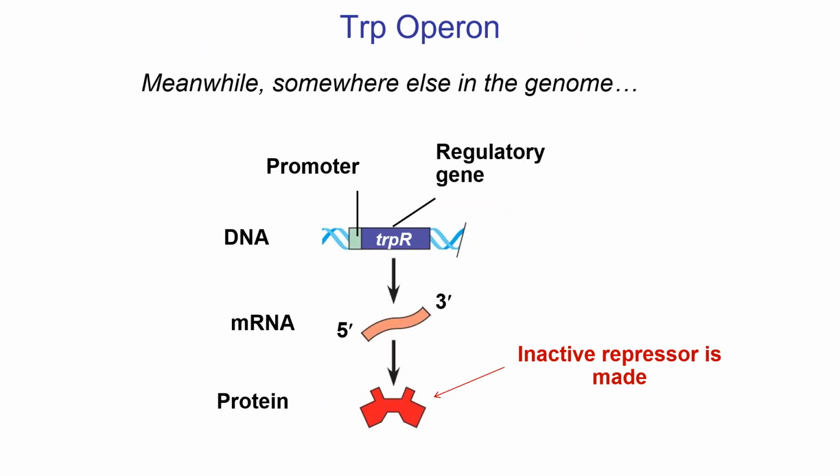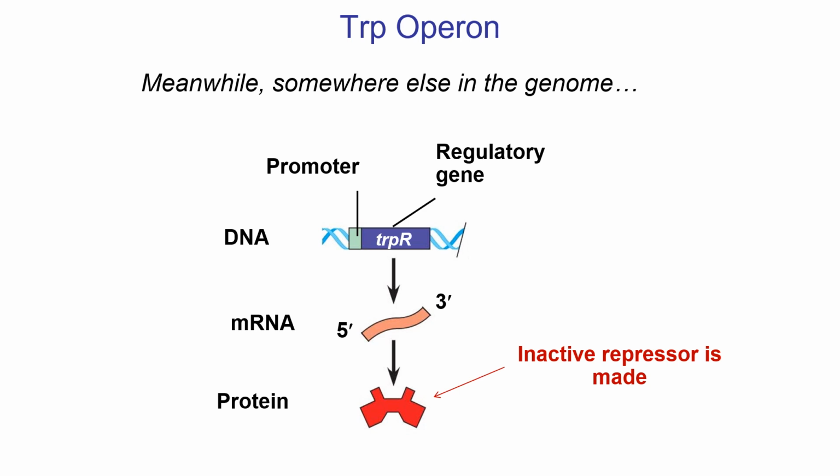Meanwhile, elsewhere on that giant circular chromosome, we have a totally separate gene. It's not part of the operon. This is a regulatory gene. The gene is known as TRPR, and it codes for a repressor protein. This repressor protein starts out inactive. What I mean by that is it's not repressing anything, it's not doing anything.